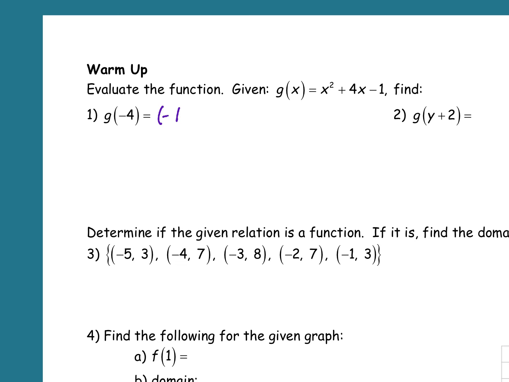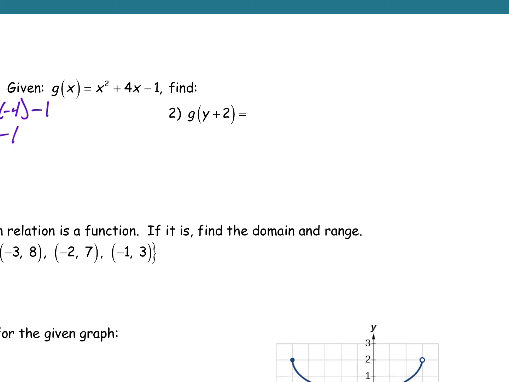So I've got -4 squared plus 4 times -4 minus 1. So -4 squared is 16. And 4 times -4? Negative 16. Minus 1 gives me what? -1. Awesome. Okay, number 2, what am I replacing x with?